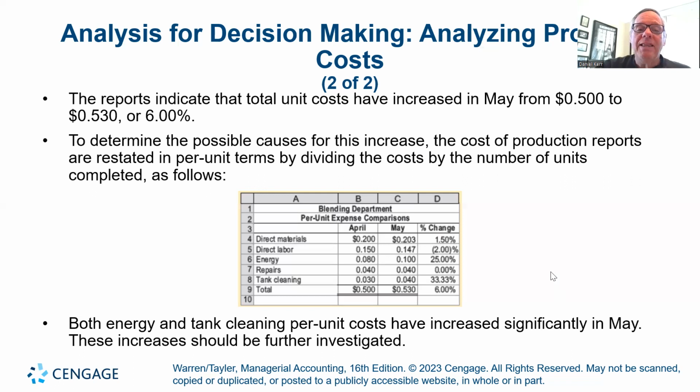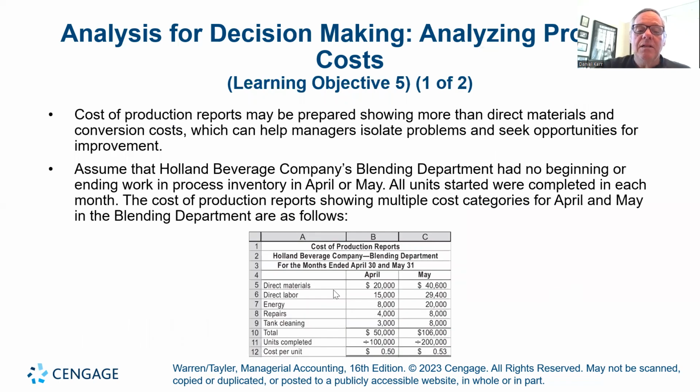Go back here a second. Here are the total costs for material, labor, energy, repairs, and so forth. When you look at these numbers, you've got to be careful. It looks like we had a big increase. We went from April to May and the cost doubled, but some of that cost was a result of doubling the actual number of units completed. Here we completed 100,000 units at 50 cents. Here we completed at 53 cents. So we take the total costs and divide by the number of units. That's the cost per unit.